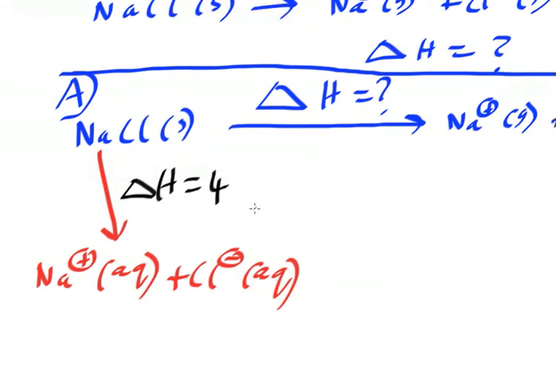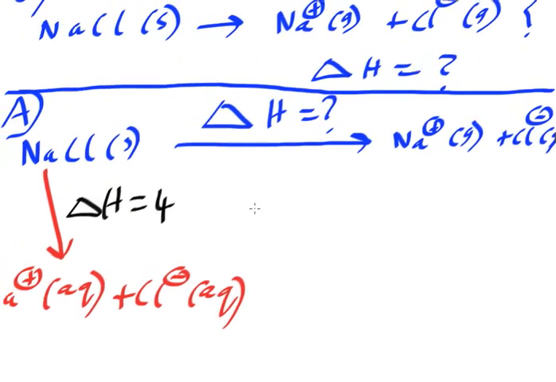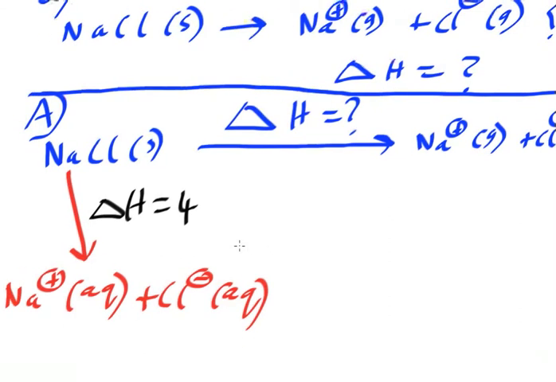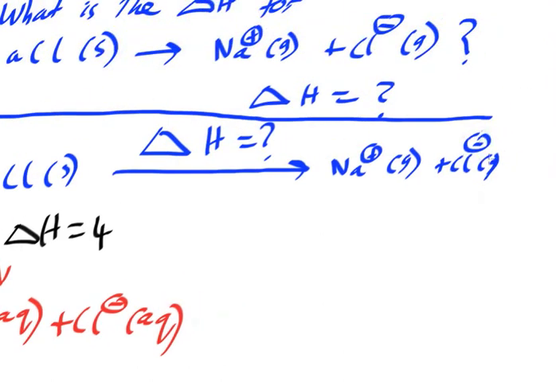Okay, but we haven't gone all the way around the circle, because if we'd gone all the way around the circle, then instead of having an Na+ aqueous here, I would have an Na+ gas. So I need to somehow get from this Na+ aqueous to this Na+ gas. And similarly, I need to somehow get from this Cl- aqueous to this Cl- gas over here. Let's just rewrite that little G there. There we are, Cl- gas.